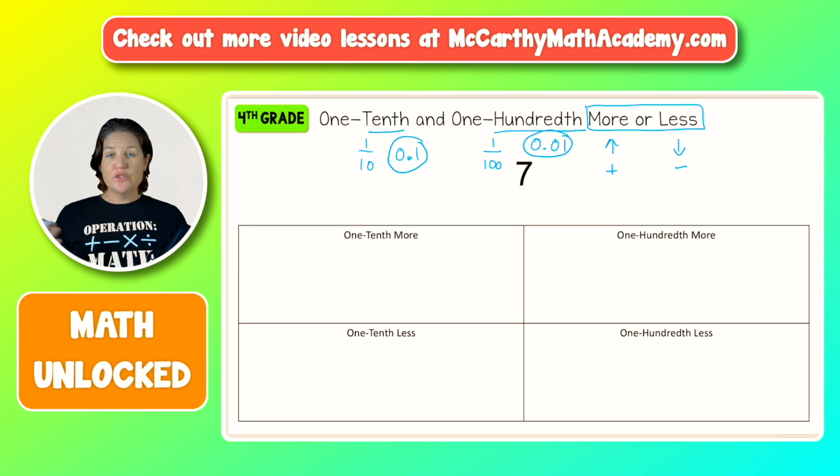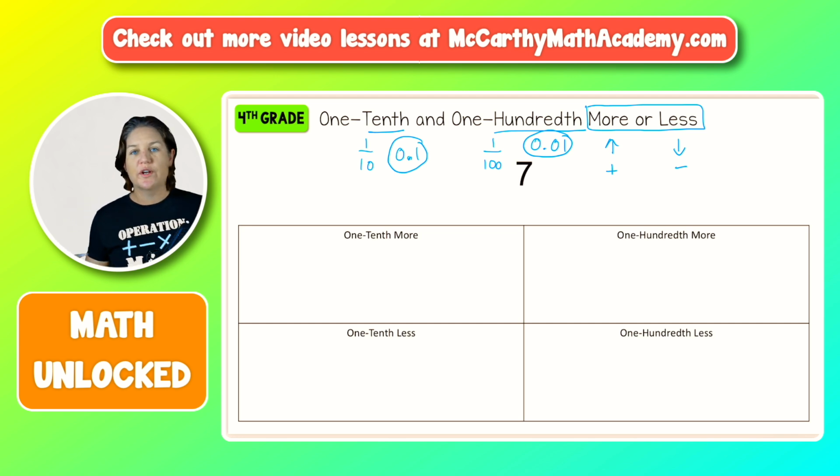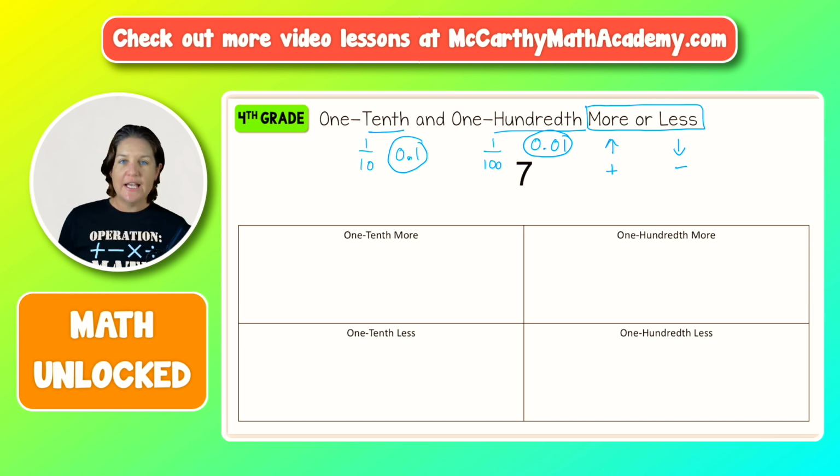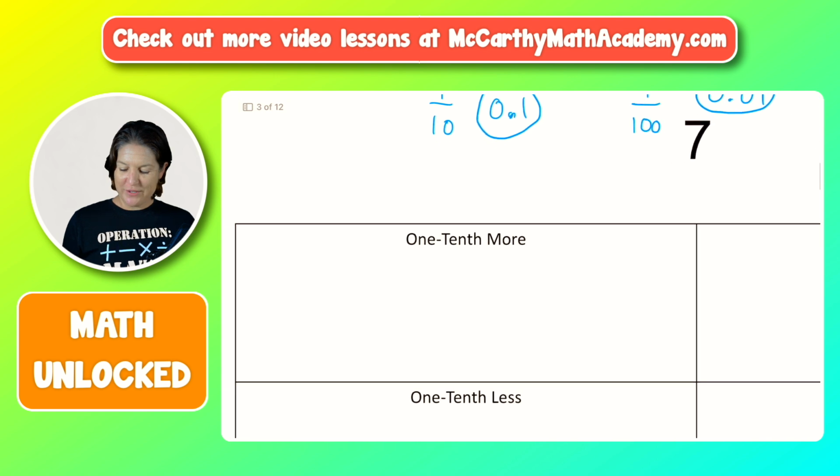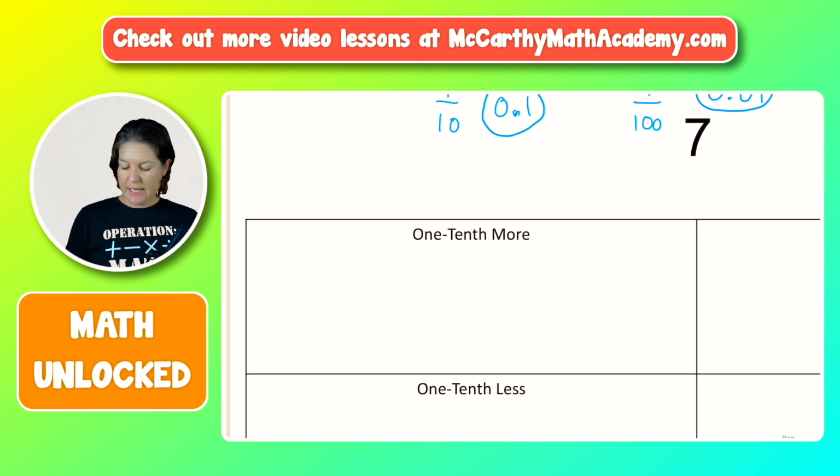All right, cool. So we have the number 7, and you can see that I'm going to be focusing on each section at a time, 1/10 more, 1/10 less, then we'll move over to 100th more, 100th less, and it's going to be so fun. So let's go ahead and focus on the 1/10 more box, and I will write the digit 7 there. Now that 7 currently is in the ones place. That 7 will stay in the ones place.